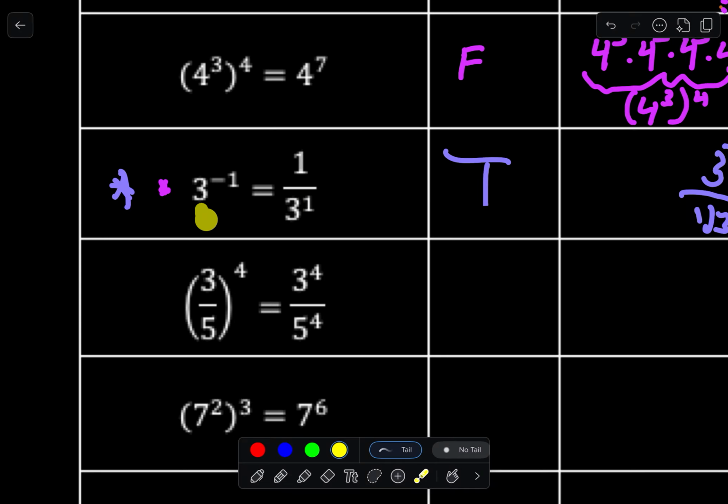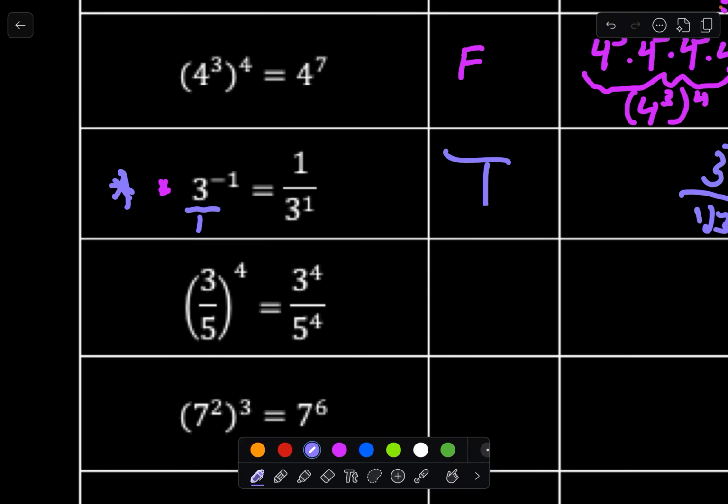So notice, as we move the exponent, as we move the base, notice it moves downstairs. Because what you may have forgotten is that there's a little 1 underneath. That 3 to the negative 1 is really a fraction, 3 to the negative 1 over 1. So the 3 to the negative 1 moves downstairs.